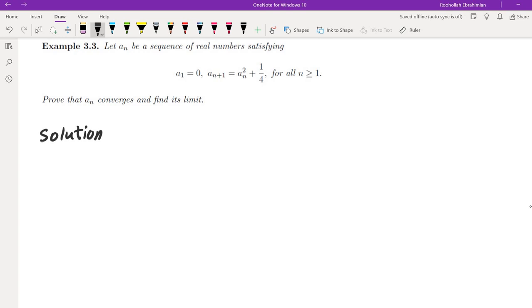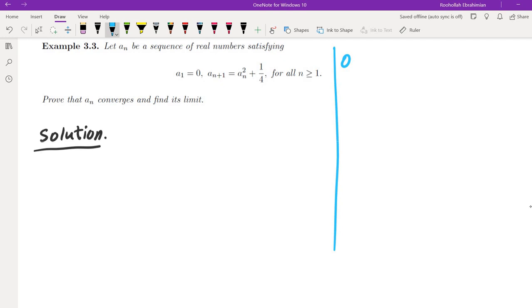Let a_n be a sequence of real numbers satisfying this. Prove that a_n converges and find its limit. If you write down a few terms, as usual, we're going to write down the scratch work on the right, and then we'll turn that into a rigorous solution.